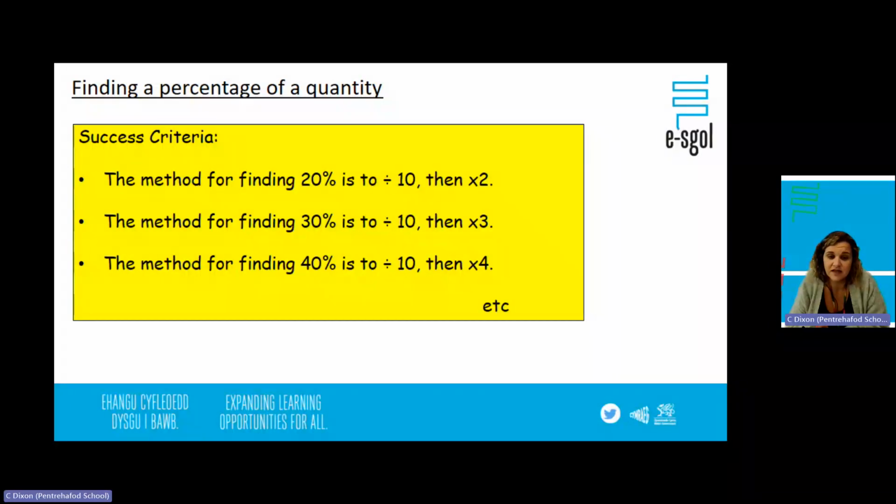And then once you've got that answer, you're going to multiply by 2. Same for 30%, you're going to divide by 10, but multiply by 3. And that pattern will keep going. Okay, so again, make yourself those little notes, pause the video if you need to write that down, but you can keep referring back to that then through the lesson.